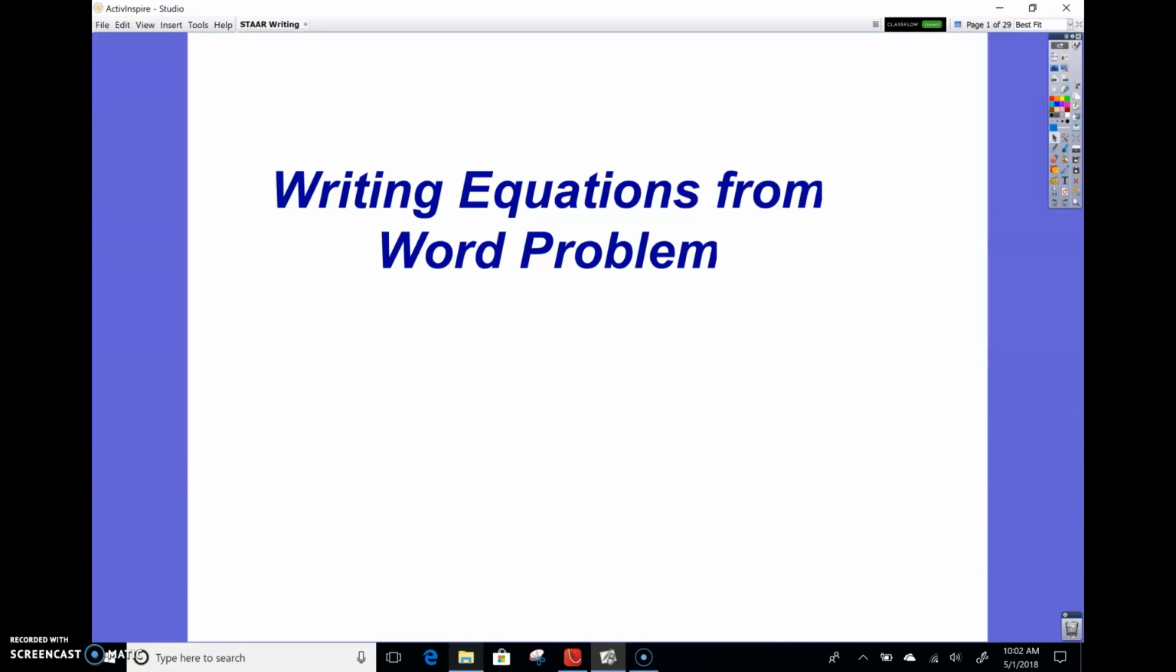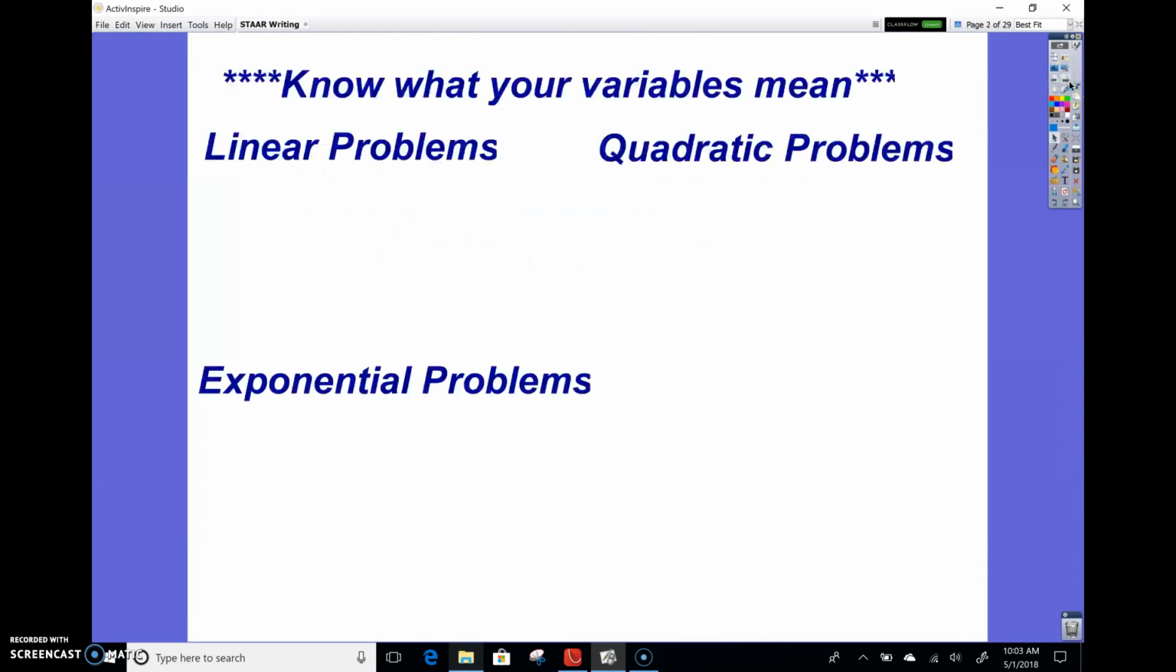Okay, what we're going to work on now is writing equations from word problems. This is probably one of the most difficult parts of the test because you have to understand some English. But we're going to get around that by understanding some of the equations. The most important thing is you have to know what your variable means.